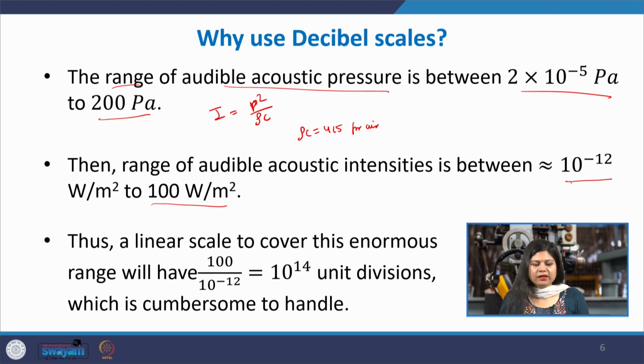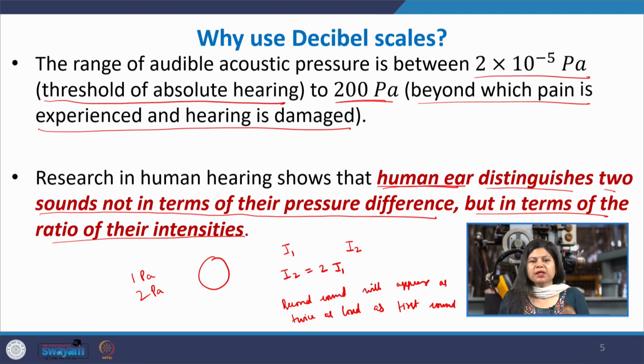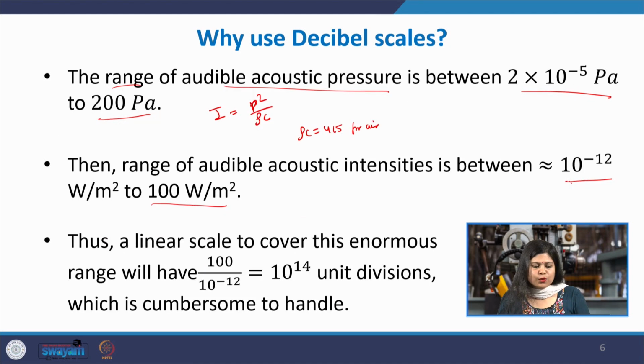So, if you see here, suppose we had some scale, because the human ear distinguishes between intensities rather than pressure. If we had some scale where we could measure these intensities, then the highest number is 100, the lowest is 10 to the power minus 12. So, it is almost 10 to the power 14. If it is a linear scale, we would need a minimum of 10 to the power 14 unit divisions, which is a very cumbersome number to handle.